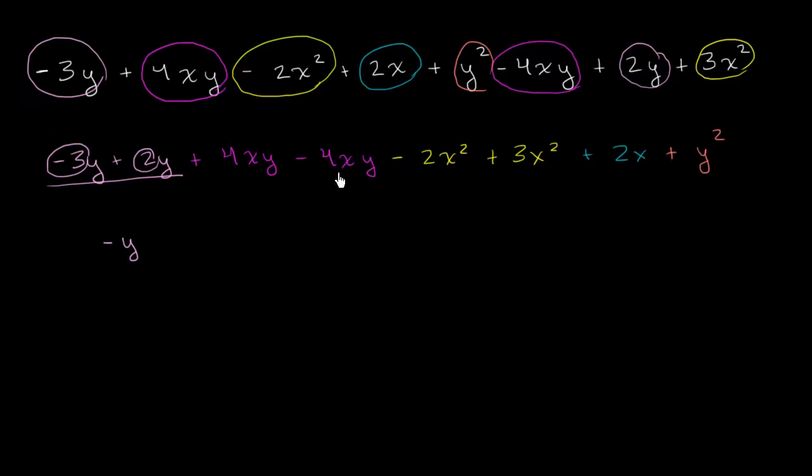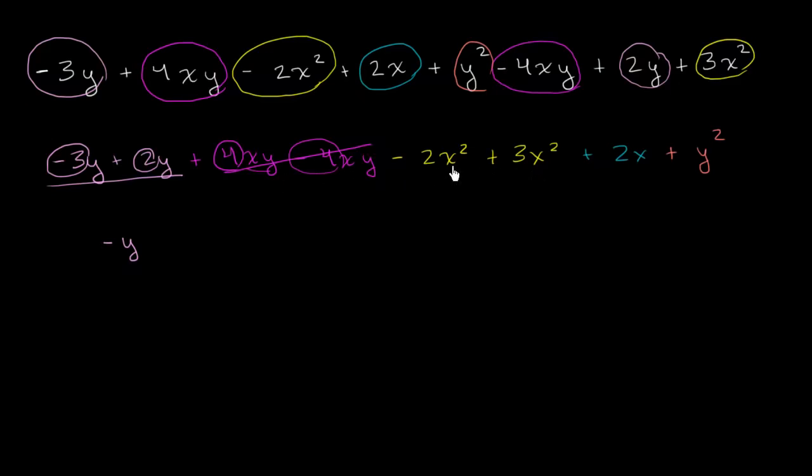Now let's look at the xy terms. If I have 4 of this, 4 xy's, and I were to take away 4 xy's, how many xy's am I left with? Well, I'm left with no xy's. Or you could say, add the coefficients. 4 plus negative 4 gives you 0 xy's. Either way, these two cancel out. If I have 4 of something and I take away those 4 of that something, I'm left with none of them. And so I'm left with no xy's. I could have written 0xy, but that seems unnecessary.